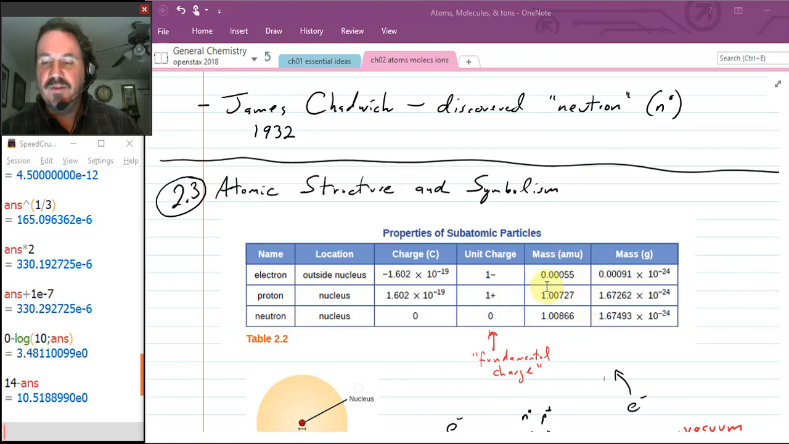Right? 1.007, 1.008, very, very close. They're about the same. Whereas look at this electron, 0.0005 compared to them. If you take that ratio, it's about 2,000. About 2,000 times more protons and neutrons weigh compared to an electron. So electrons don't weigh very much. Pretty small. Here's the mass, actually, if you convert the AMUs to grams. Here's the actual mass in grams of those.